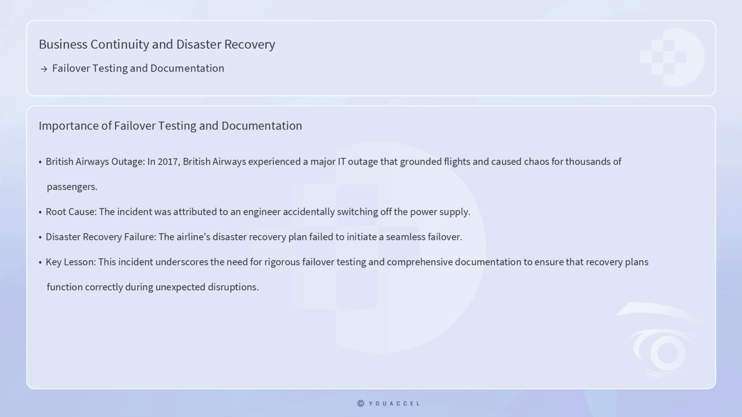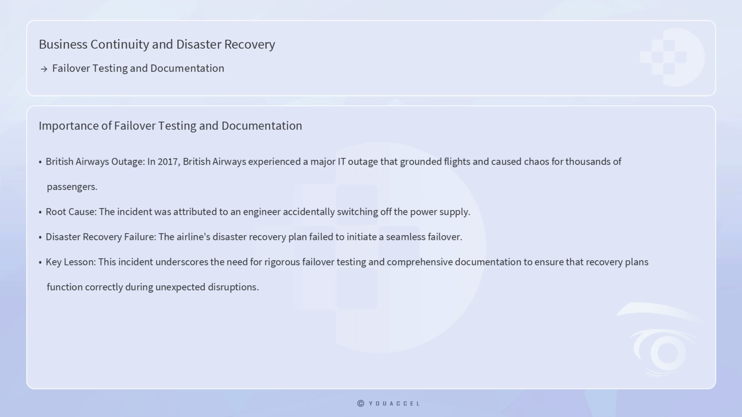Real-world examples highlight the importance of failover testing and documentation. For instance, in 2017, British Airways experienced a major IT outage that grounded flights and caused chaos for thousands of passengers. The incident was attributed to an engineer accidentally switching off the power supply, and the airline's disaster recovery plan failed to initiate a seamless failover. This incident underscores the need for rigorous failover testing and comprehensive documentation to ensure that recovery plans function correctly during unexpected disruptions.